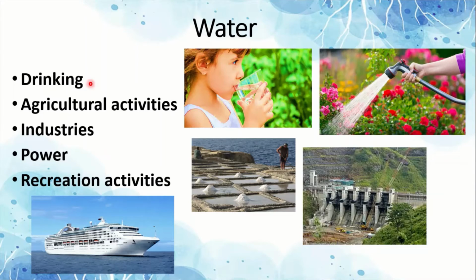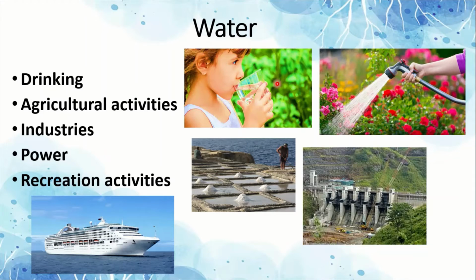Here we are going to talk about the uses of water. Water is the most important natural resource in our world. Our Earth became a unique planet out of other planets in the solar system due to the abundance of water. We use water for drinking, agricultural activities, industries, producing power, and recreation activities, as well as transportation.